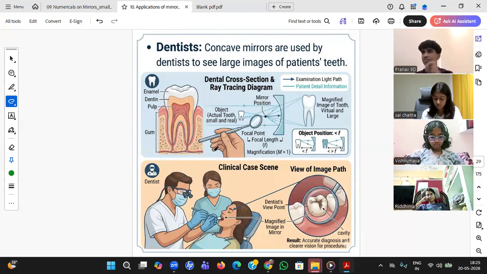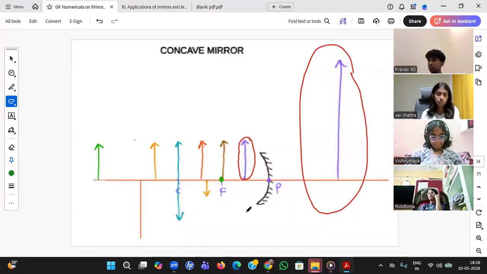Okay, yeah. Today only I went to the dentist for this cavity. You see, he was using some mirror. Perfect case is that mirror should again be a concave mirror. Okay, yes, Sai Chaitra. Which case of the concave mirror he might be using to diagnose that cavity?